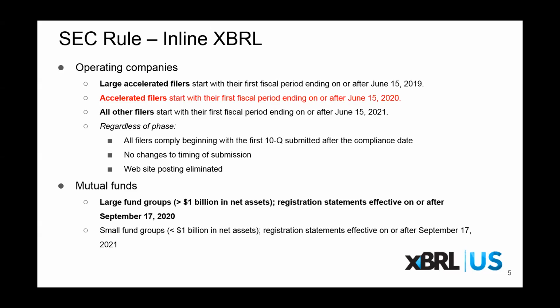The second bucket, of course, is our mutual fund filers. Now, the implementation for mutual funds is on a slightly different timetable. It's broken into two groups, one for large fund groups. That's with funds that have $1 billion in net assets or more. Now, that will be effective on registration statements filed on or after September 17th of 2020. If you're a small fund group, of course, that would be a fund group with less than $1 billion in net assets, registration statements effective on or after September 17th, 2021 will require the iXBRL tagging.